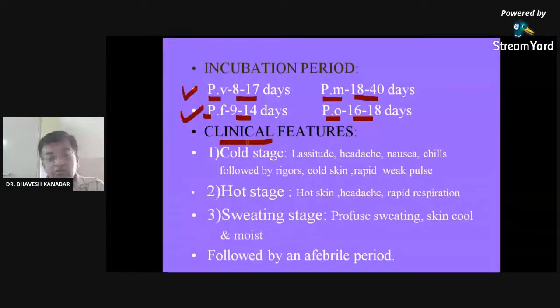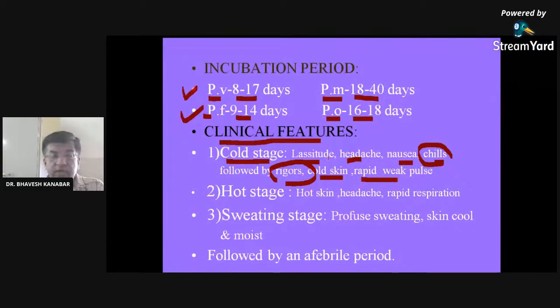Now, clinical feature of malaria. There are different stages of malaria. First of all, cold stage. Here in cold stage, the symptoms are lassitude, headache, nausea, chills. This is the particular feature of malaria, chills, followed by rigor. Right? Chills with rigors. Cold skin, it is the cold stage. So here cold skin and rapid weak pulse. Lassitude, headache, nausea, chills with rigor.